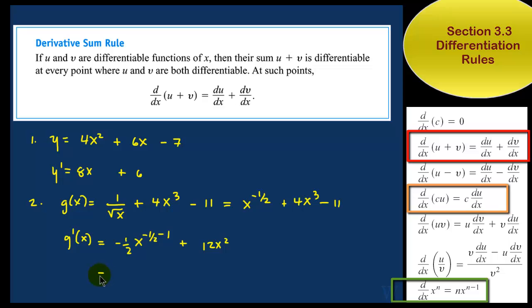And so negative 1/2 minus 1 is negative 3/2, so this becomes negative 1/2 x to the negative 3/2 plus 12x squared, or furthermore, it'll be equal to 1 over 2 x to the 3/2 plus 12x squared.